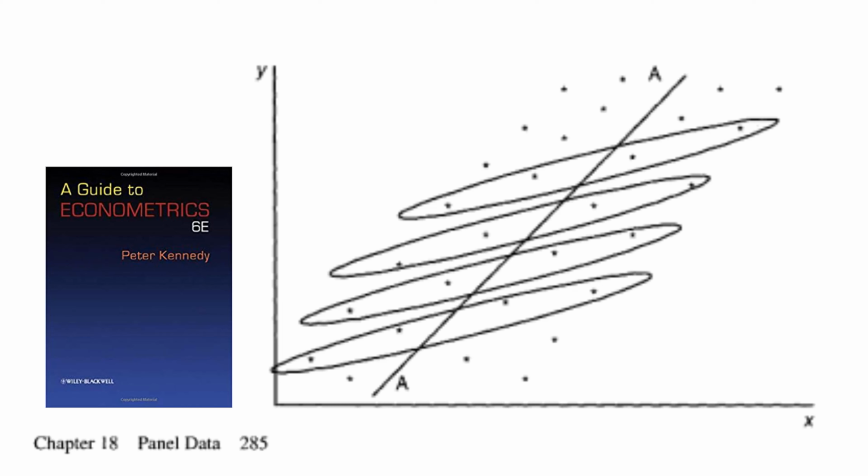Let's assume that the unit of analysis is the individual. That means each ellipse represents a specific individual. We have 4 points in each ellipse. That means we see a specific individual for 4 years.